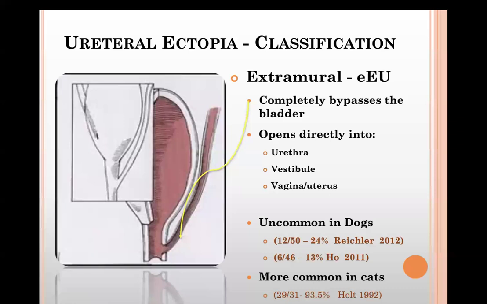This form of ectopic ureter, which was the only thing I knew when I was in vet school, is actually the most uncommon form that we see. Dr. Reichler from Switzerland did report 24% in the dogs she saw, which is a way higher number than I think we see here in the United States. I don't know whether that's related to the population or breeds of dogs that she sees, but I would say literally in the hundreds of dogs that I've looked at over the years, it would be way less than 5%. It may be more common in cats than in dogs.